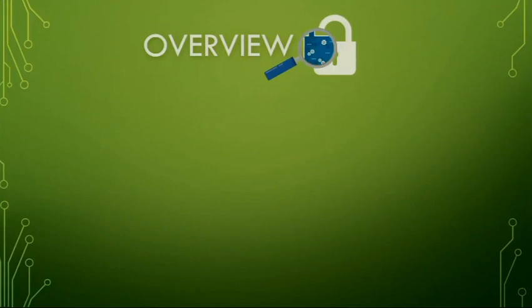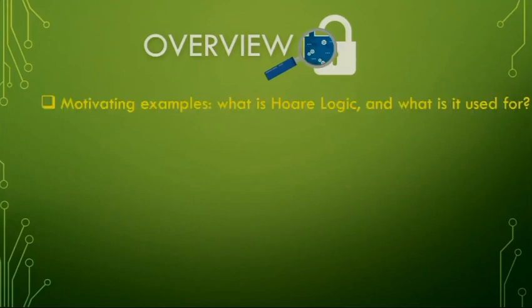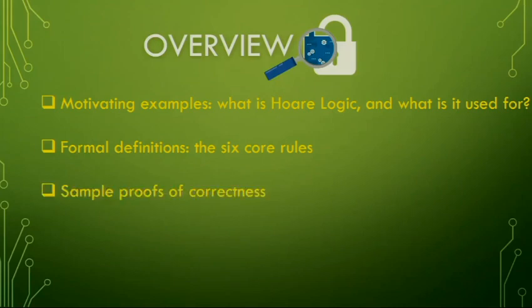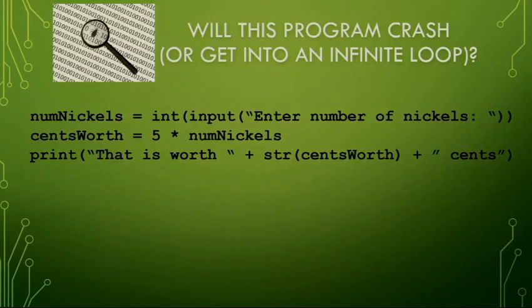All right, first an overview of the presentation. We'll start off with some motivating examples about what Hoare logic is and what it's used for. Then we'll give some formal definitions, but these are just going to be mathematical definitions. I will show a little bit about how you could implement it in COC, but mostly that'll be in the second half of the presentation. There are 6 core rules that we're going to focus on. Then I will wrap up my portion by putting these rules together to give some sample proofs of correctness. And then the final part will be on the COC IDE. All right, let's launch into it.